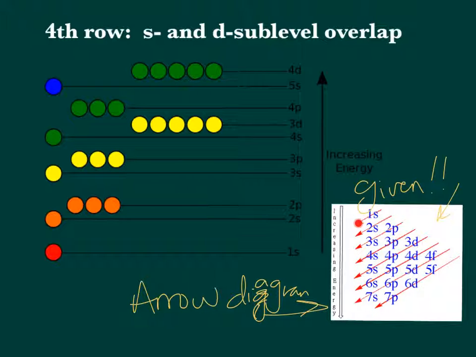When you get to the bottom of an arrow, you go to the top of the next one, go down, top of the next one, go down, top of the next one, go down. So this tells you the order that all of these crazy things start to fill in, and it takes care of the overlap, so you don't have to memorize it.